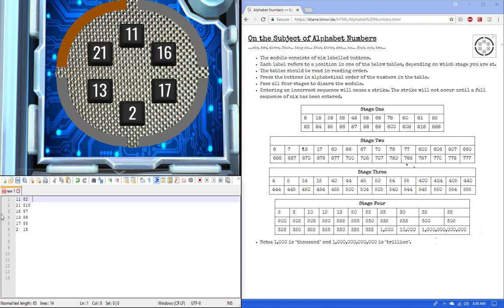What I mean is, we're going to take the number and turn it into English words, such as 82. Then this one would be 818. Then this is 87. It's 84. And 88. Then 18.